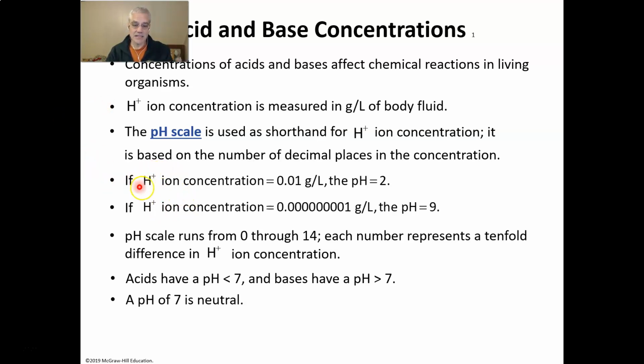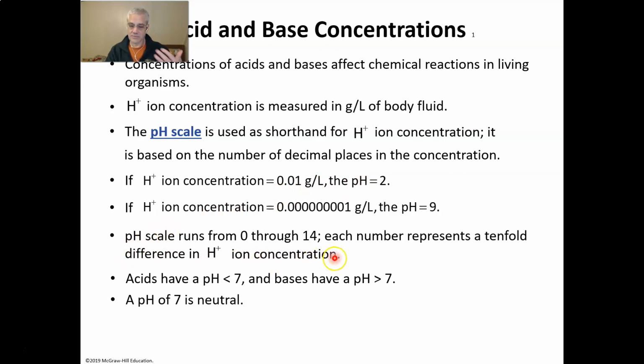Right, so if the H plus ion concentration is fairly high, if you have 0.01 grams per liter of hydrogen ion, that's a lot. The pH of that solution will be 2. And you say, well, that's a low number. Yes, it's acid. On the other hand, if the hydrogen ion concentration is 0.00000001 grams per liter, which is very, very, very little, the pH of that solution is 9. So we would consider this an alkaline solution. We would consider this an acidic solution. This pH right there, that's the pH in your stomach. You have a pH of 2 in your stomach. It's very, very acid.